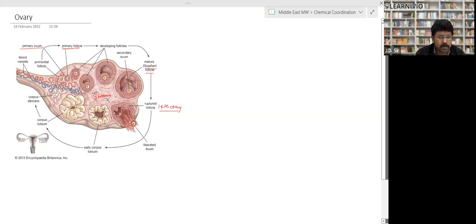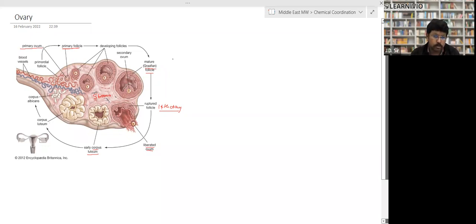The Graafian follicle ruptures and the egg is liberated, right? After liberation of the egg, this follicle starts shrinking down and is called the corpus luteum. The corpus luteum starts secreting some hormones, they are estrogen and progesterone, right? These hormones then function accordingly. So start writing down.